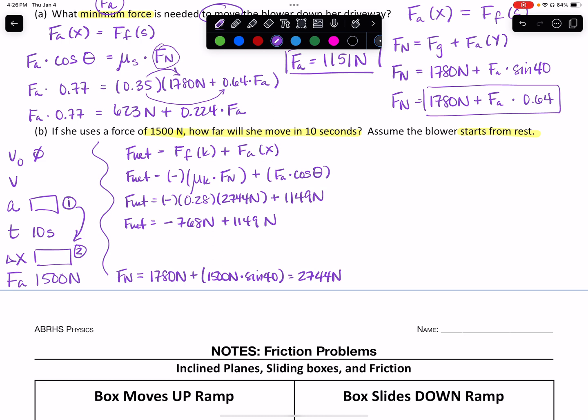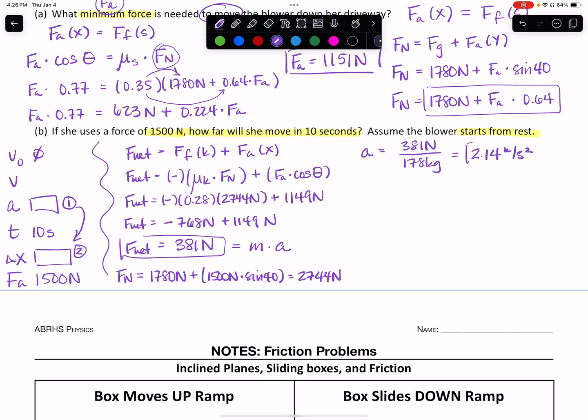All right, which means my net force is going to be 381 newtons. All right, now we know that is also equal to the mass times the acceleration. So that means my acceleration is going to be equal to 381 newtons divided by 178 kilograms. All right, so I'm going to have an acceleration of 2.14 meters per second squared.